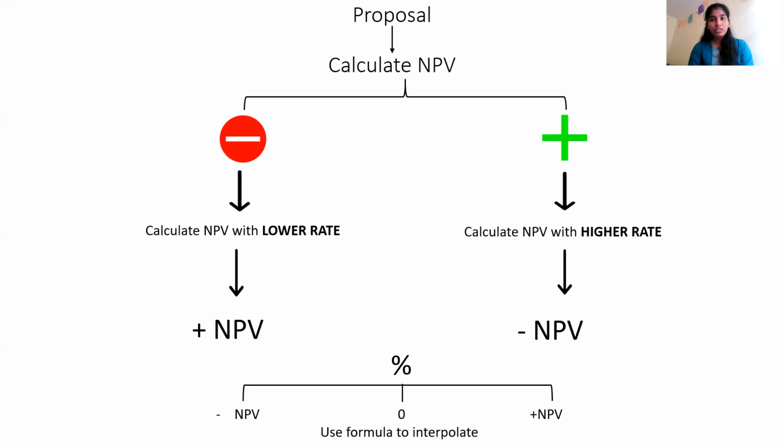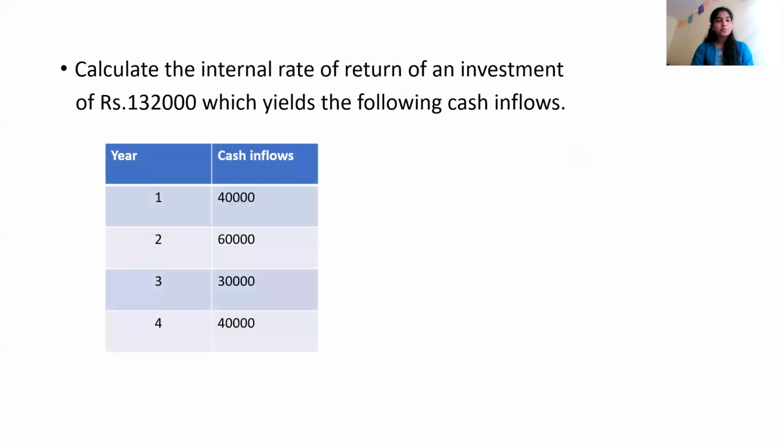In case you have got a positive NPV, in such a case, you will be raising your rate of return in order to get a negative NPV. So we need to interpolate, that is the trial and error method, a percentage which will give us a zero value. Okay, so we got a negative NPV and a positive NPV, right? Next I'll tell you the calculation. We'll look into a sum to understand it better.